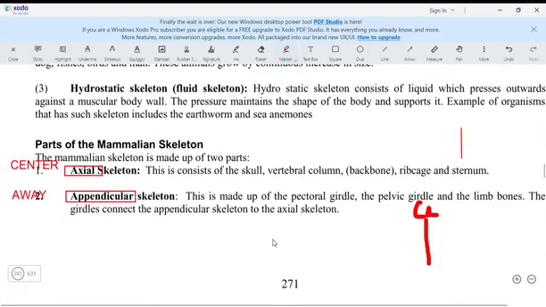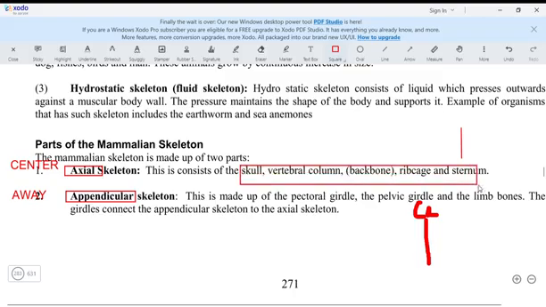So we have looked at the axial skeleton, those at the center, which are the skull, the vertebral column, the rib cage, and the sternum.